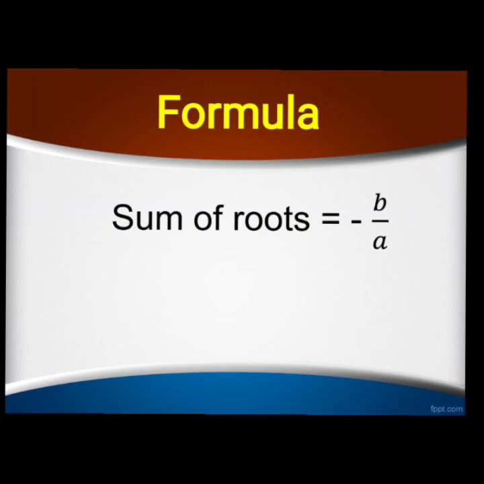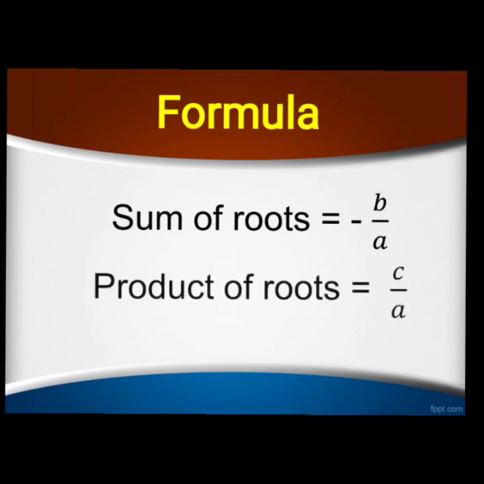But as we all know, mathematics is so magical. Everything can be solved using the formula. So, for the sum of the roots, we can get the sum of the roots of a quadratic equation by following the formula. Sum of roots is equal to negative b over a. And for the product of roots, we can use the formula c over a.